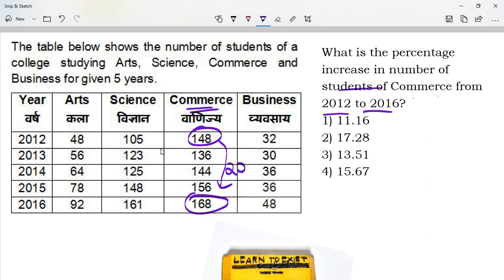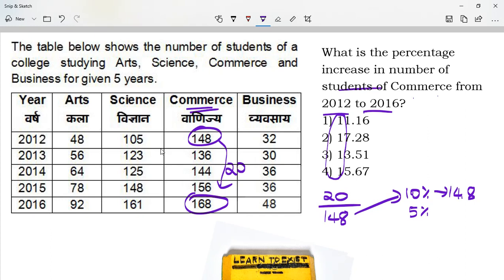Increase is 20. So the percentage increase will be 20 by 148 into 100%. We need to convert this fraction into a percentage value. So this is what we are going to do. Everything starts with a 1, so everything is more than 10%. So 148, 10% would be 14.8. Okay. If I am considering the 5% value, 14.8 has not reached 20, right?